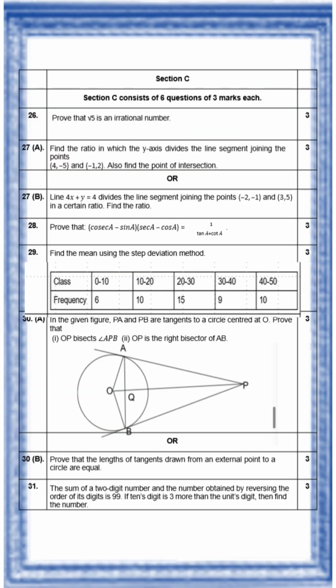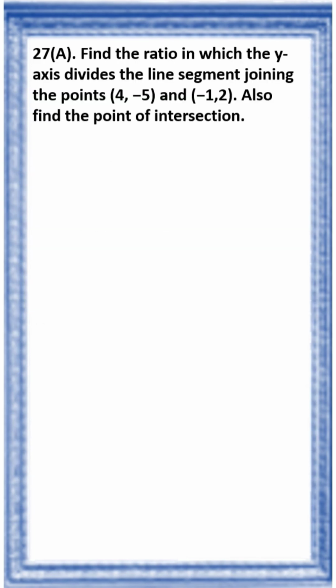Now let us solve question number 27, which has an internal choice question also. It is taken from section C. The question is, find the ratio in which the y-axis divides the line segment joining the points 4, negative of 5 and negative of 1, 2, and also find the point of intersection. Let the points be A 4, negative 5 and B negative of 1, 2.